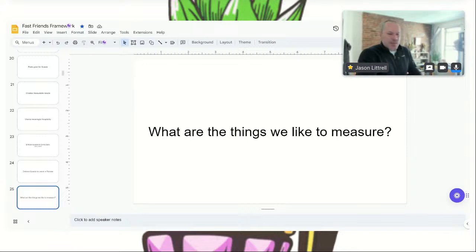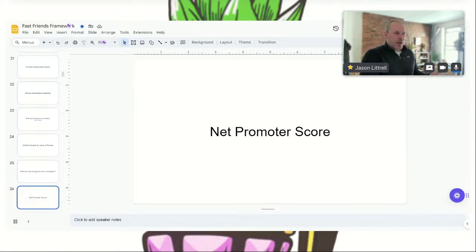So what are the things that we like to measure? If you've ever heard of the Net Promoter Score, anybody ever heard of it? Put it in the chat if yes. What is a good Net Promoter Score for anybody who knows that? Net Promoter Score, also known as NPS, is a scale of 1 to 10. Would you recommend this bar or restaurant to a friend or a family member? So it's very cutthroat. It's not what you think it is.